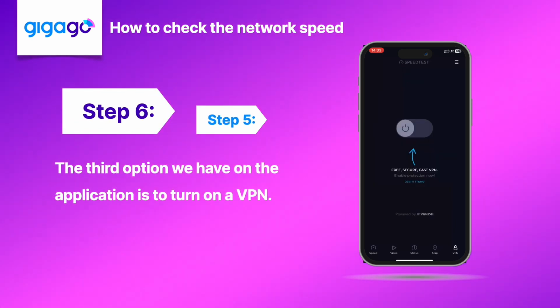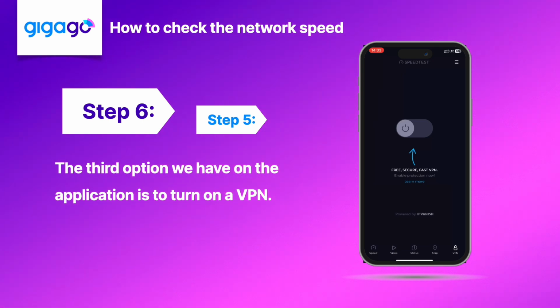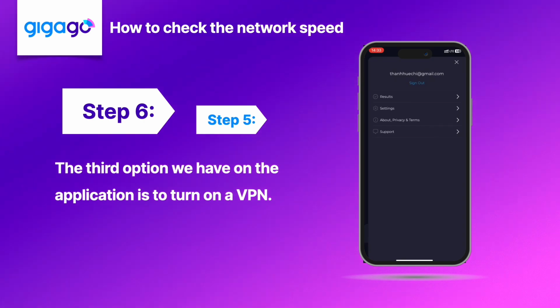Step 6. The third option we have on the application is to turn on a VPN, as it says it's a free, secure, fast VPN to enable protection, so you can use this option as well.